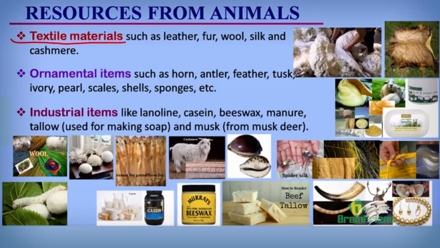Yes, we also get textile materials from animals as well. Animals provide us with a rich collection of textile items. We get leather items from animals. We also get fur, wool, silk, and cashmere. All of these textile items are used to make clothing, shoes, bags, robes, and so on.